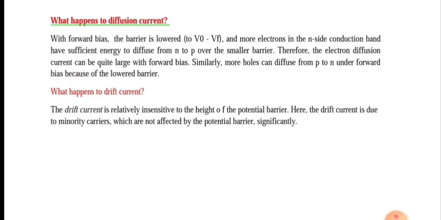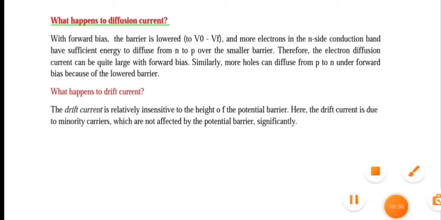Now what will happen to the diffusion current? With forward bias, the barrier is lowered. The barrier is now lowered to V0 minus Vf, and more electrons in the n-side conduction band have sufficient energy to diffuse from n to p over the small barrier. Therefore, the electron diffusion current can be quite large with forward bias. Similarly, more holes can diffuse from p to n under forward bias because of the lower barrier.